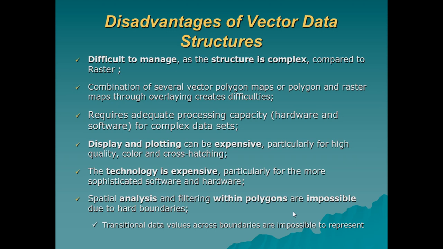And last point there, your spatial analysis and filtering within polygons are impossible due to the hard boundaries. What do we mean by that? Remember, for example, in vector, a polygon is defined by a line, and you can only assign one value to the interior of that polygon. In other words, if you have other features occurring within there, you can't represent it. It's impossible to represent using the vector data model. Okay, that is why there are times you may choose to represent your data using raster rather than vector.